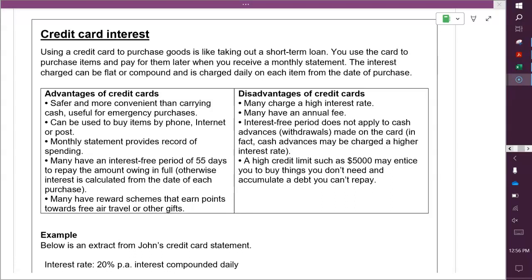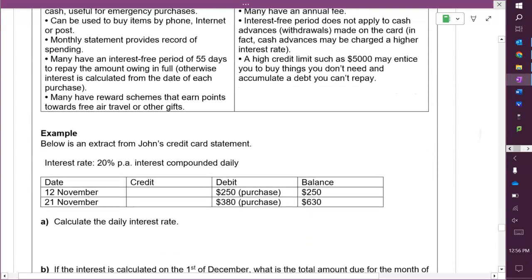You've then got some disadvantages. So high interest rates usually have an annual fee. The interest-free period doesn't apply to cash withdrawals. And you might have a high credit limit, meaning that you think you've got this money, but you actually struggle to pay that back, and that's where a lot of people get in strife.